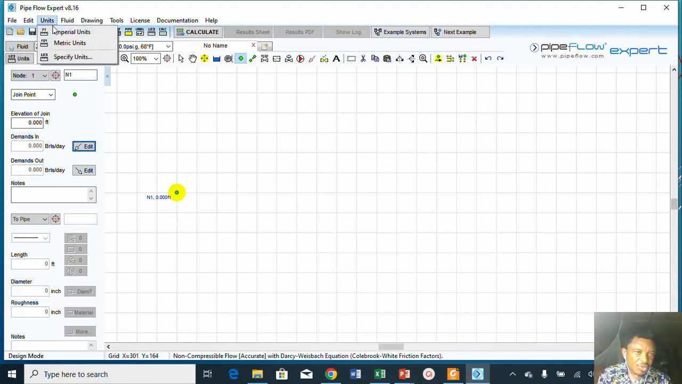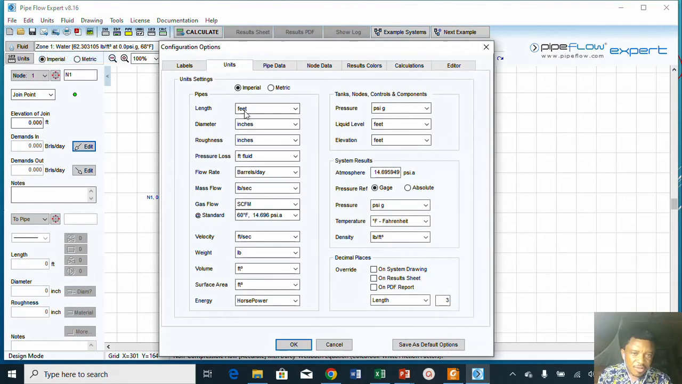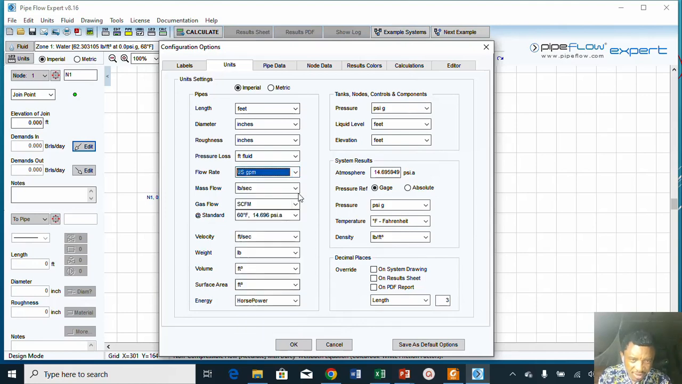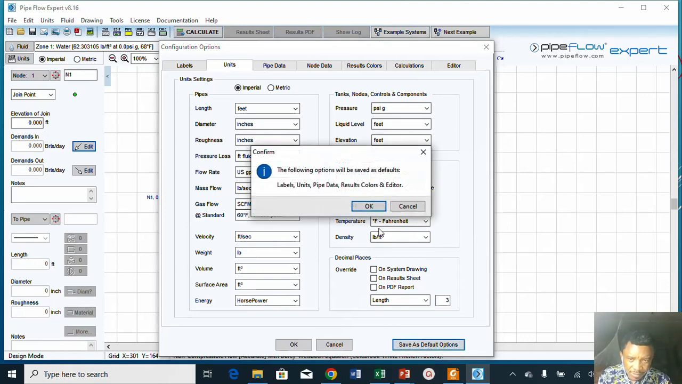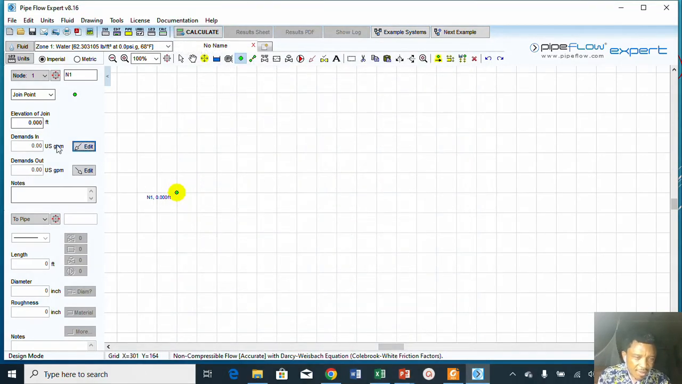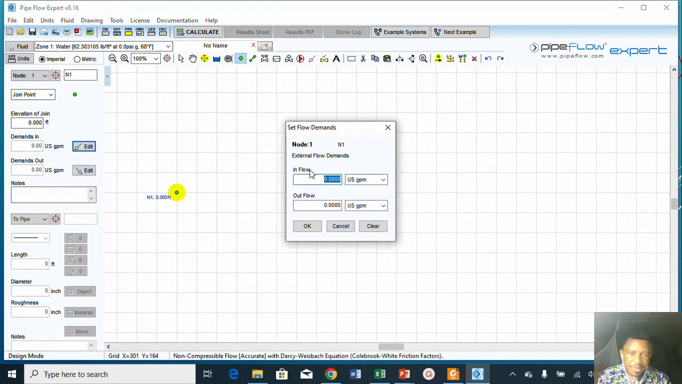We need to change this unit to the flow rate to US gallon per minute. US gallon per minute. That's it, US gallon per minute. I will save this as default option. Okay. That is it. Now I'll come here.